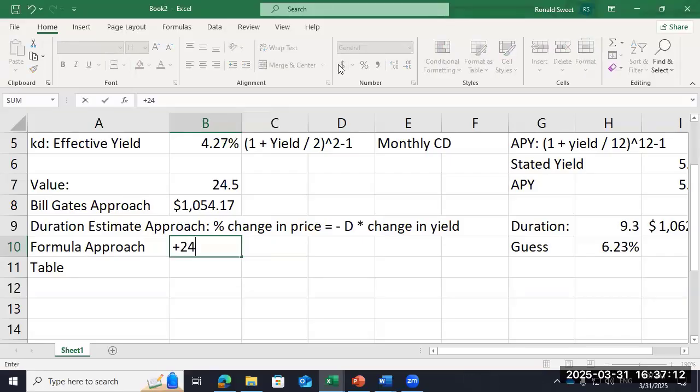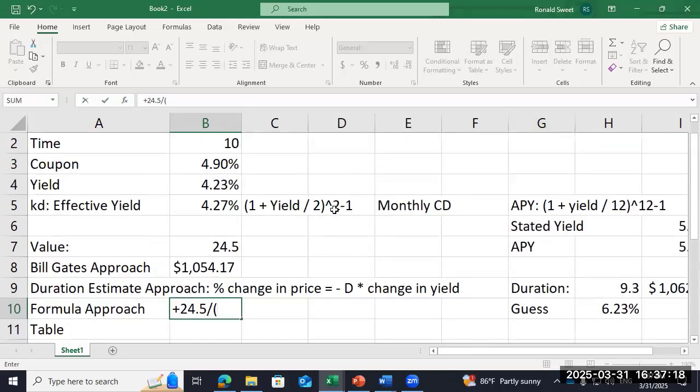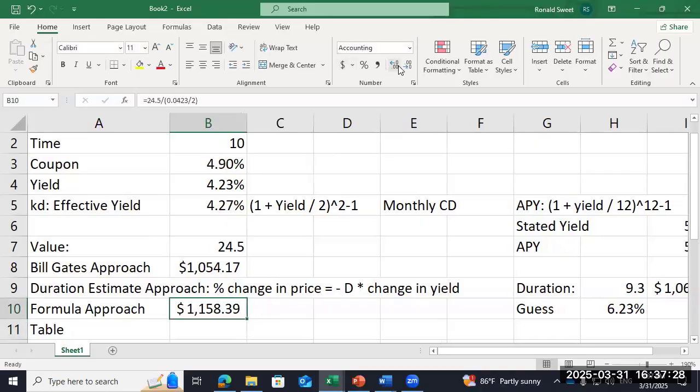What if we got 2450 every 6 months from now for all of eternity? A cash flow that you get for all of eternity is worth the cash flow divided by the discount rate. So the discount rate is 0.0423 divided by 2. So we'll see if I can get this right the first try. So if this thing was a coupon that paid forever, it would be worth $1,158.39. But we're not getting the coupon forever. So what are we doing?